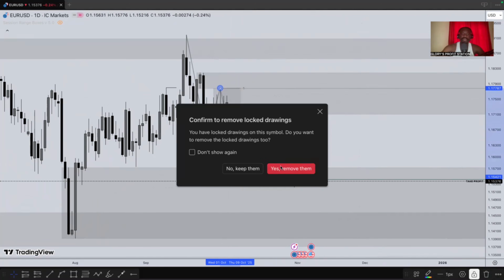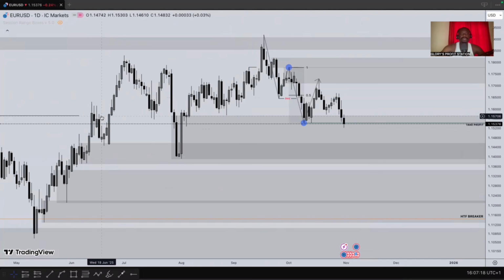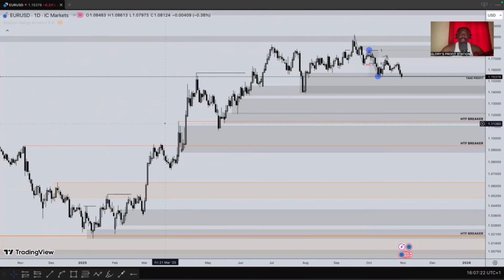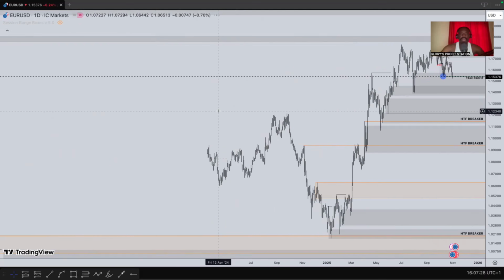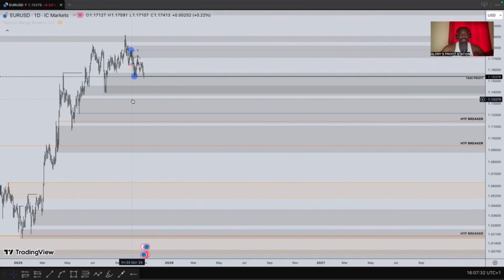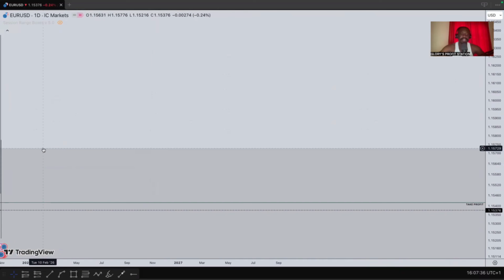Okay, so I'm going to remove some of all of this. Yeah, so this is where I'm going to start my analysis. Now, first of all, I want to give you guys the concept of reversal. For me, I believe every single trade is definitely a reversal. Now, what do I mean when I say every single trade is a reversal? If the market is going to buy, the market is going to have to sell before it buys. If the market is going to sell, the market is going to have to buy before it sells.